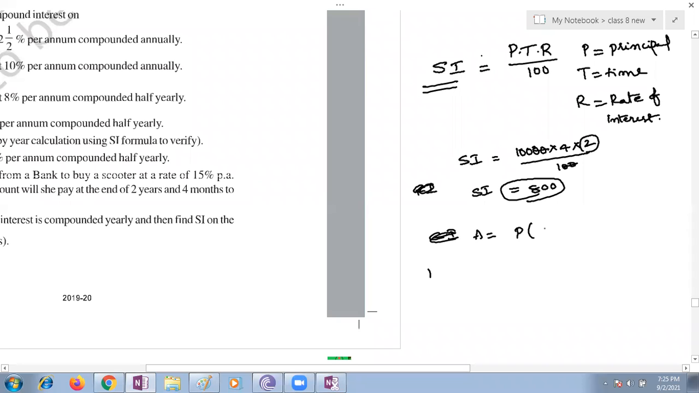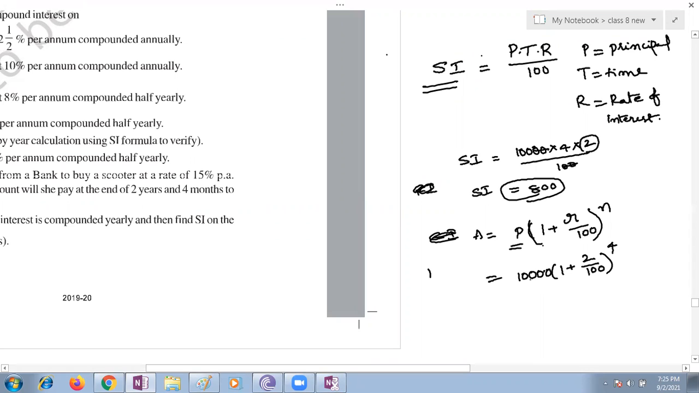The formula is A equals P times (1 plus R by 100) to the power N, where N is nothing but the time here. So the principal amount is 10,000, and the rate of interest is 1 plus 2 by 100. What is A? A is the amount. You will get the amount directly.